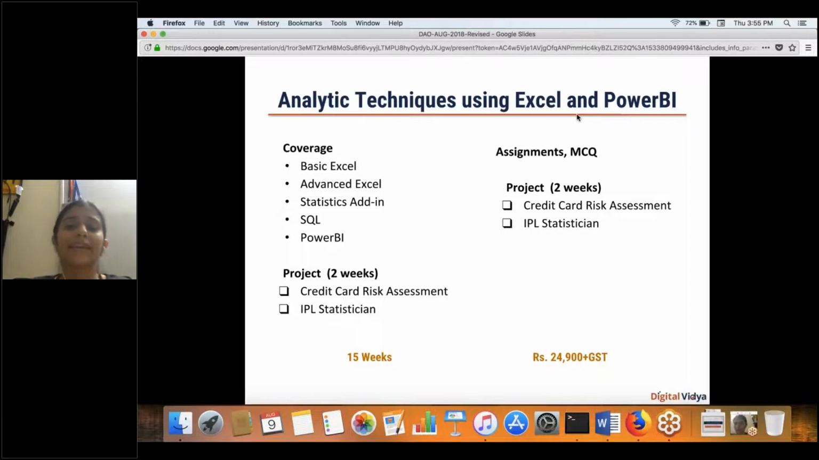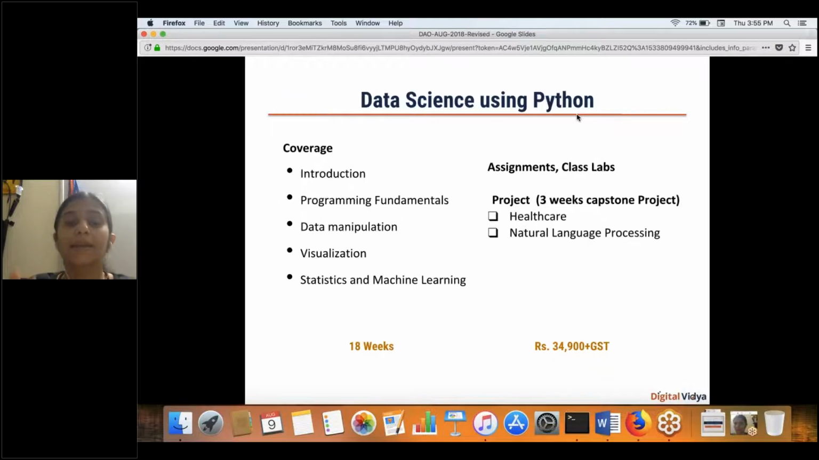The next offering is data science using Python. This is where you cover all the key libraries which you need to do a whole lot of data manipulation, advanced data analytics, visualization, statistics and machine learning. You do that for approximately 18 weeks, and your projects are very interesting. One is across natural language processing, which is something that cuts across all the industries. And then we have something very in-depth in healthcare.